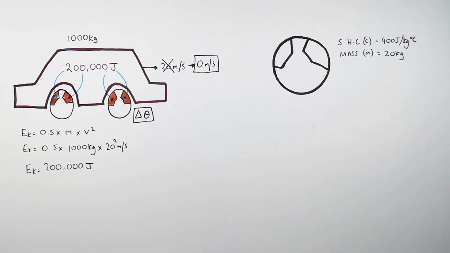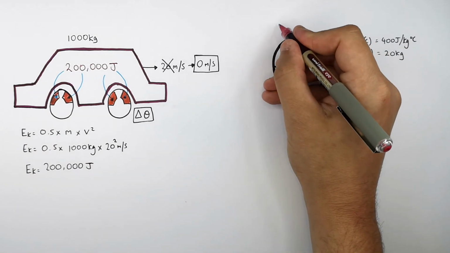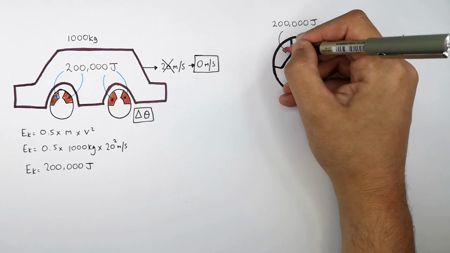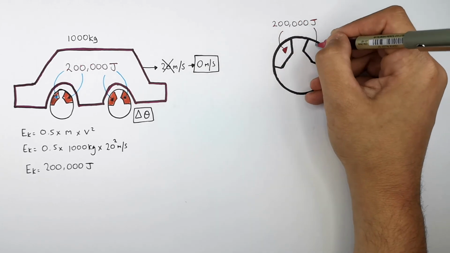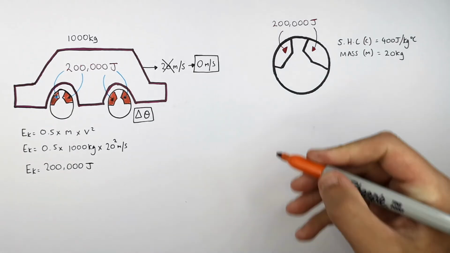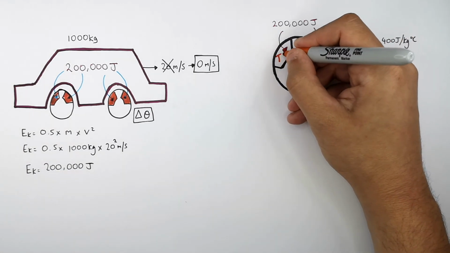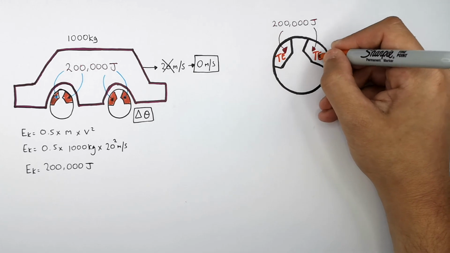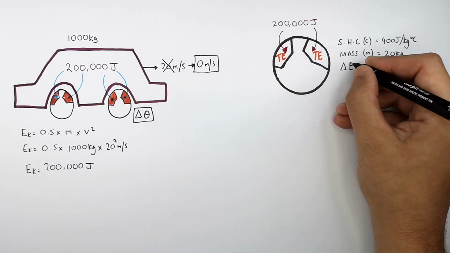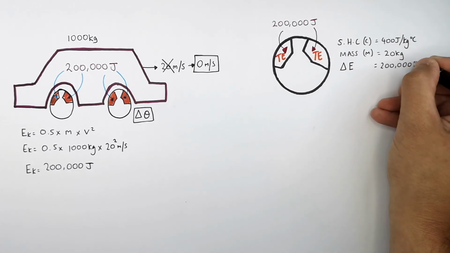So assuming no energy is transferred and lost to the surroundings, and all of the kinetic energy is transferred to the thermal energy store of the brakes, we can work out the temperature change. And remember, 200,000 joules of energy is going to be transferred into the thermal energy store of the brakes. So we know that delta E, the energy transferred, is 200,000 joules.